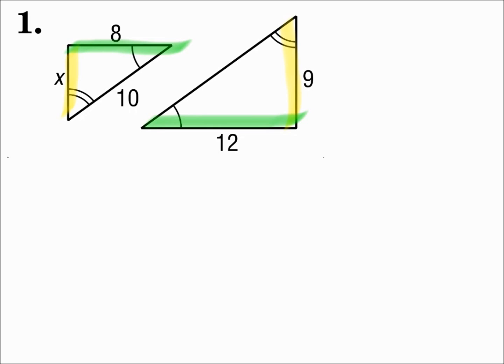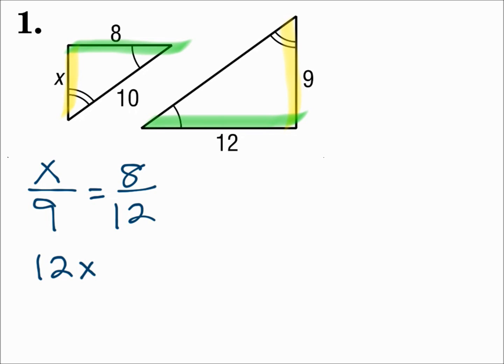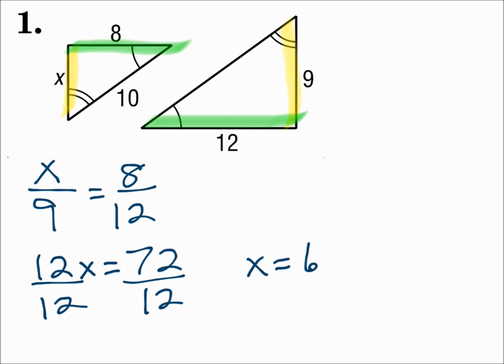Now make your proportion. If we go left over right, we'll say x over 9, and that equals left over right again, 8 over 12. Now solve the proportion. Cross multiply. X times 12 is 12x equals 9 times 8, which is 72. Solve for x and divide by 12. X is 6.